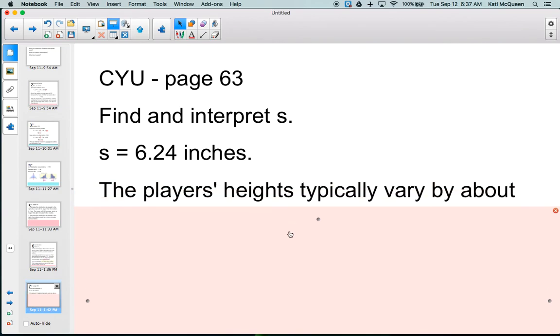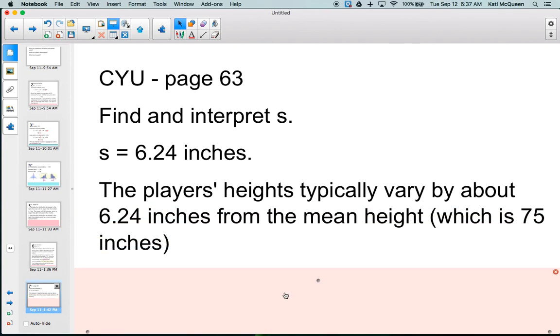All right, so this is the interpret part: the players' heights typically vary about 6.24 inches from the mean height, which is 75 inches if you were wondering. So 75 is going to be my mean, kind of my middle value there. If I'm looking at all the players combined, on average their height was 6.24 inches away from that 75. Some are going to be shorter, some are going to be taller, some are maybe even exactly 75 or close to it, but on average they're different from my mean by about 6.24 inches.